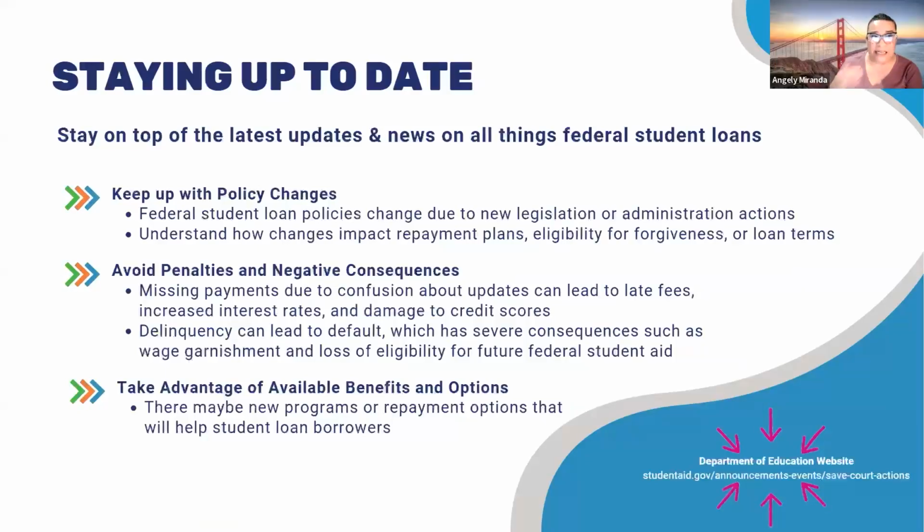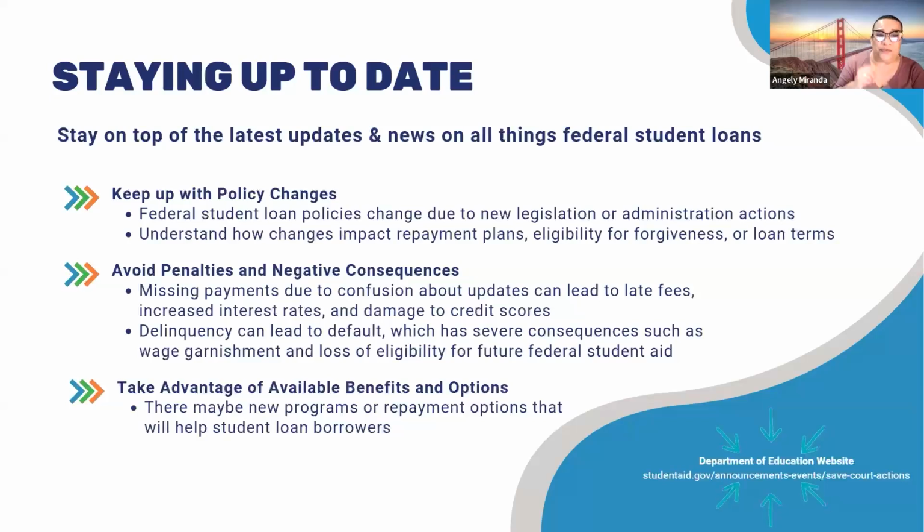So how do you stay up to date? Again, you can stay up to date by going on to the Federal Student Aid website. There's also the Department of Education website that you can also go into. Those are the two main places where you can find these updates to any of these changes. It's important for you to keep up with any policy changes that affect student loans, right? So federal student loan policies change due to new litigation or new administrations, right? This wasn't a thing before, and now it is with the new administration. So we're all living through it, right?